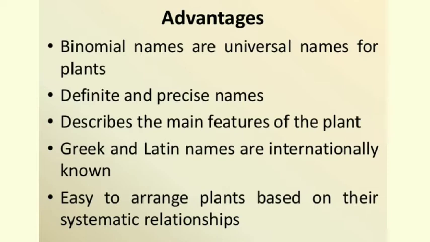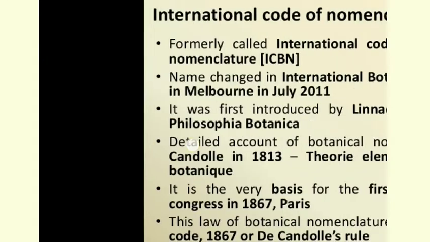Why Greek and Latin? Because the Greek and Latin languages have a single meaning for every word. But take the English language, one word has many meanings, synonyms, antonyms, anything. But in Greek and Latin, they have one meaning for one word, and it is easy to arrange plants based on their systematic relationship. When we use these Greek and Latin names, it will be easier and more systematic. Hence, binomial nomenclature has been practiced.